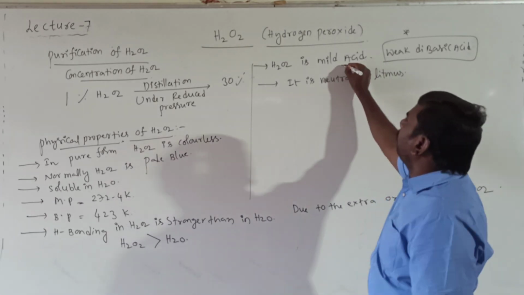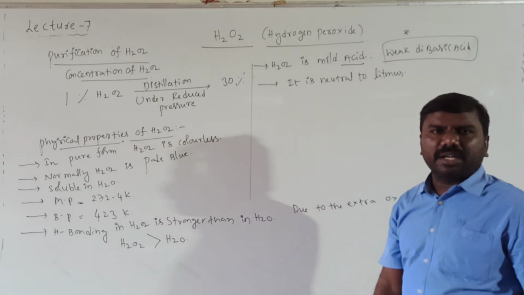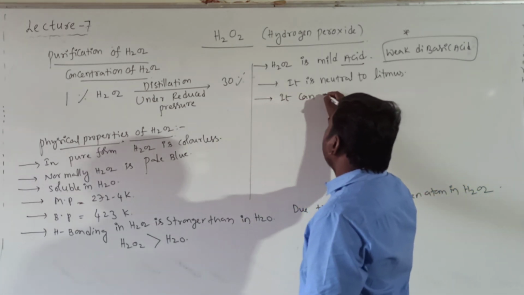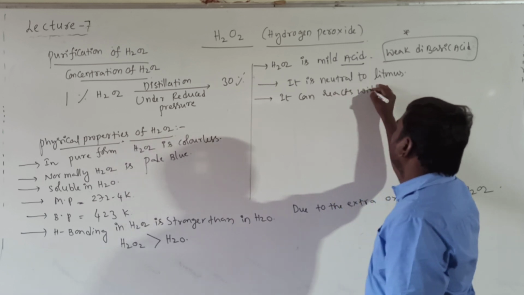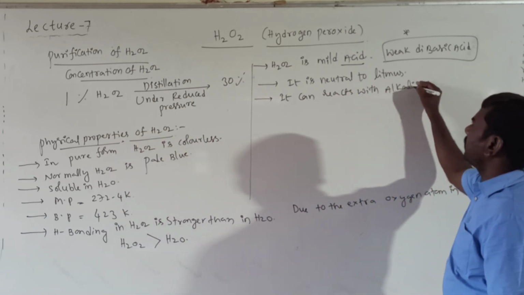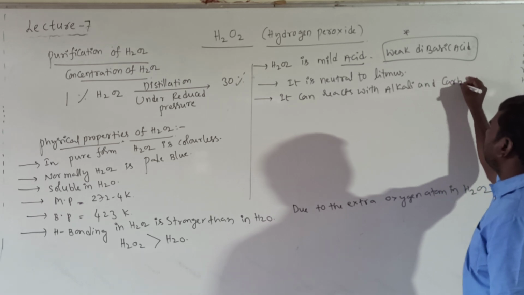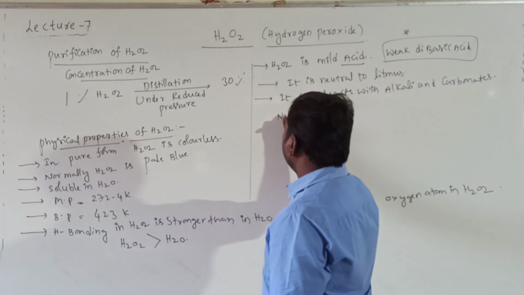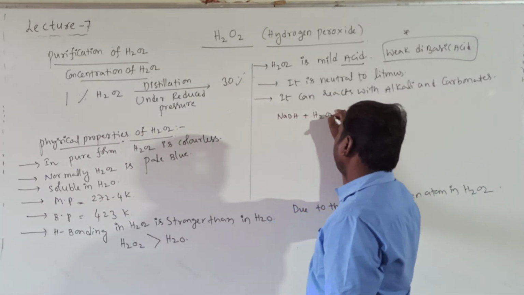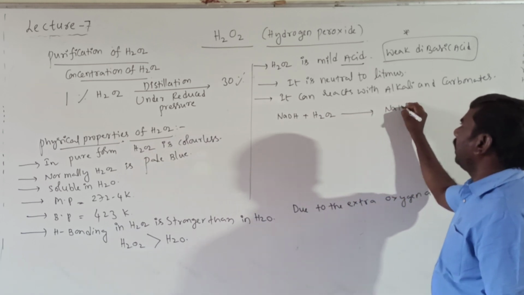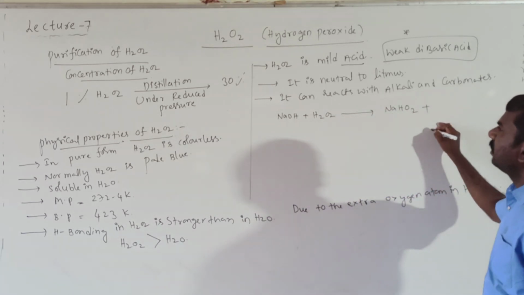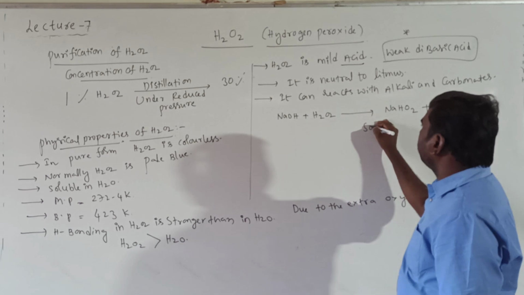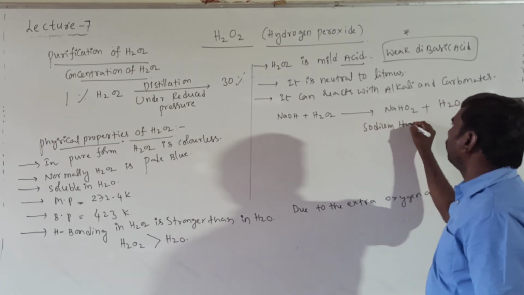Because of its mild acidic character, it can react with acids, alkali, nothing but base, and carbonates. Now, NaOH plus H2O2 gives rise to NaHO2 plus H2O. Clear? It is sodium hydroperoxide.